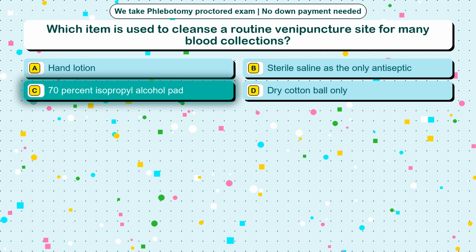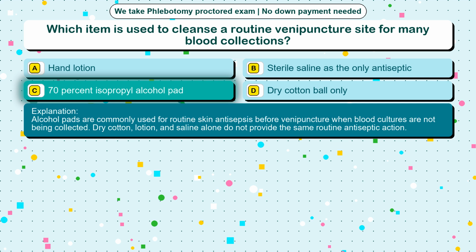The correct answer is option C, 70% isopropyl alcohol pad. Alcohol pads are commonly used for routine skin antisepsis before venipuncture when blood cultures are not being collected. Dry cotton, lotion, and saline alone do not provide the same routine antiseptic action.